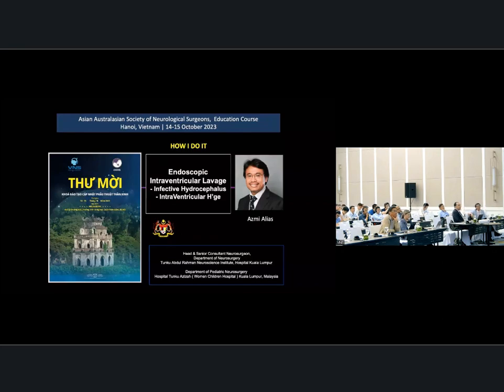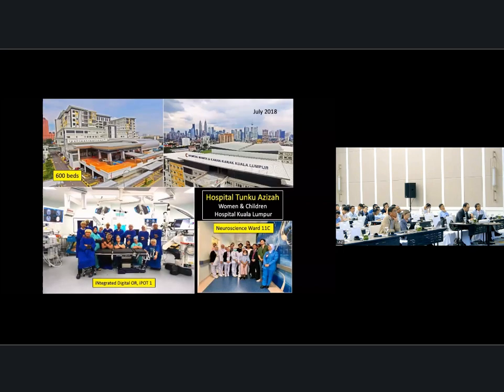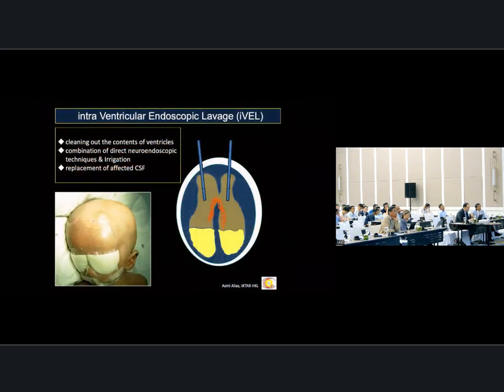I'm going to share with you some experience in using the endoscope, in particular managing infective hydrocephalus and intraventricular hemorrhage in our hospital. By definition, intraventricular endoscopic lavage refers to a procedure where you use the endoscope to replace the contaminated or affected CSF in the ventricle with an artificial solution, either Ringer's lactate or Hartmann. This can be done especially when you have an intraventricular hemorrhage.